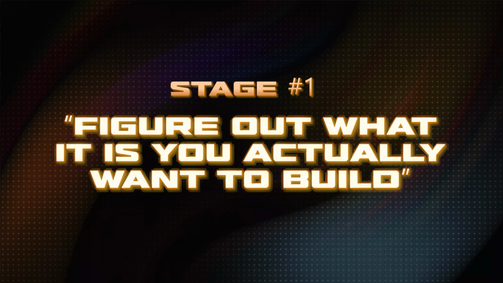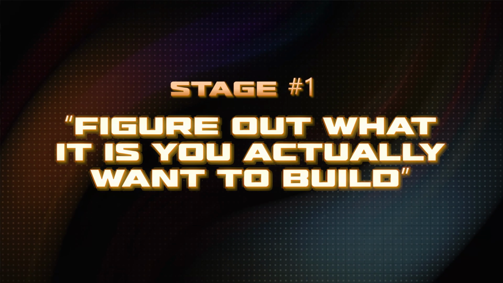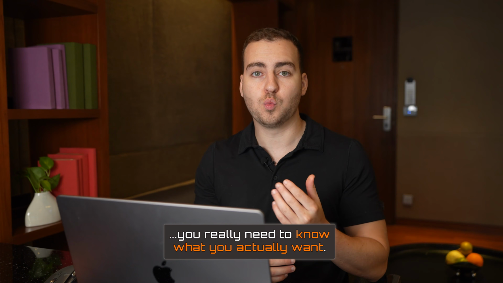Let's begin. Stage number 1 is to figure out what it is you actually want to build. Now this is the most important phase because especially when you're writing code with AI, you really need to know what you actually want. If you don't know what the finished product should look like, it's going to be very difficult to build that, and AI can completely go rogue and really get off the rails and start developing something that you never asked for and that you don't need.